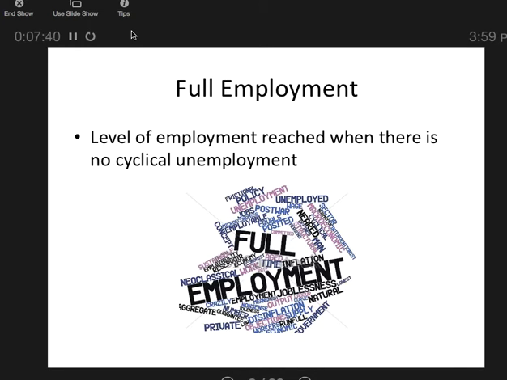There is something called full employment, and this is possible. It is possible to have an economy that is at full employment. This means that there is no or very little cyclical unemployment. Usually this means that the unemployment rate is anywhere from 3 to 5 to 6%, somewhere in there. That means we're not in a recession. We're probably still in expansion, and we have not hit peak in our business cycle. So, full employment, no cyclical unemployment.